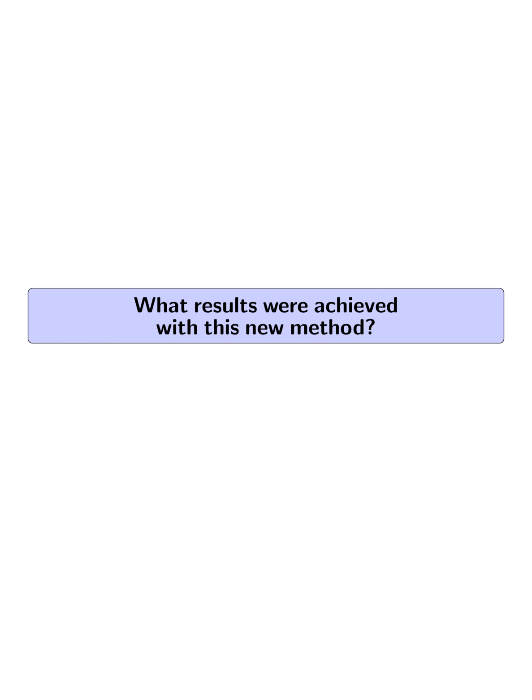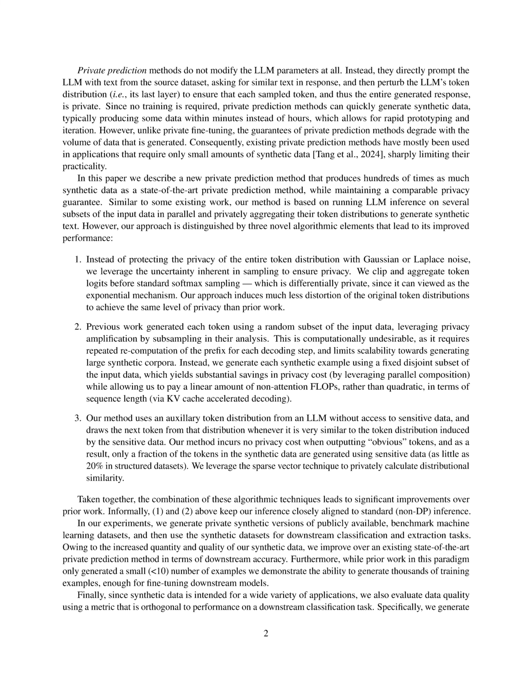What results were achieved with this new method? The new private prediction method described in the paper achieved significant improvements over prior work in terms of generating synthetic data. The method was able to produce hundreds of times more synthetic data compared to existing private prediction methods while maintaining a comparable privacy guarantee. Specifically, the method was able to generate thousands of training examples, which is a substantial increase compared to prior methods that only generated a small number, fewer than 10 examples.